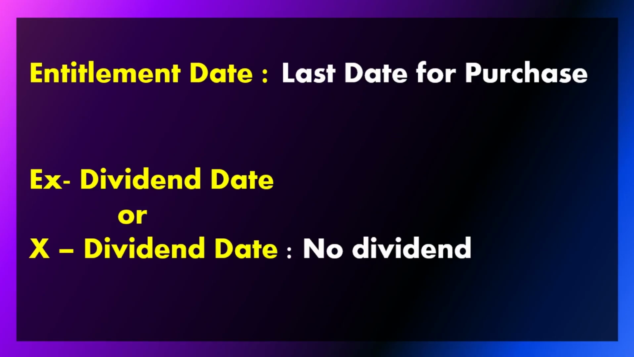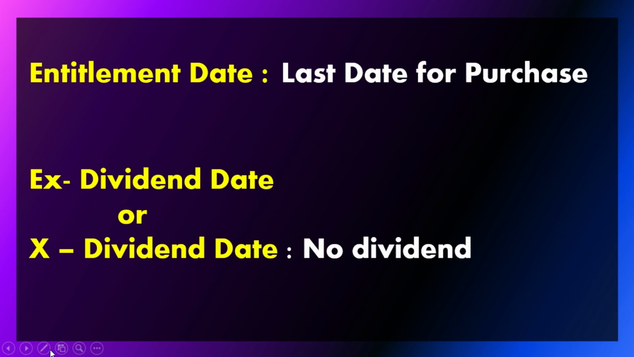The first will be the entitlement date. The entitlement date, in a sense, is the last date for purchase. Suppose they give an entitlement date, that is the last day to purchase to be entitled to the dividend. You are eligible for the dividend. If you purchase after that, you are not eligible, so you need to purchase on that date or before it. That's the thing for the entitlement date.